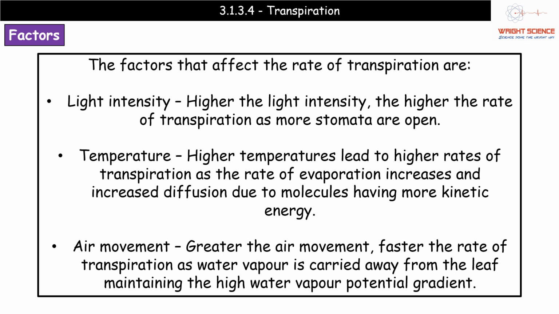Third factor, air movement. The greater the air movement or the wind speed, then the faster the rate of transpiration. And this is just down to the fact that we're going to be moving that water vapour away from the surface of the leaf, which means that we're going to maintain that high water vapour potential gradient. Because rather than having a situation where we've got our little leaf and then outside the leaf these little water molecules would accumulate, if it's a windy day, then they're all going to be blown away, and therefore we're going to have a high concentration inside, low concentration outside, which means that we've got that high water vapour potential gradient between those two regions.